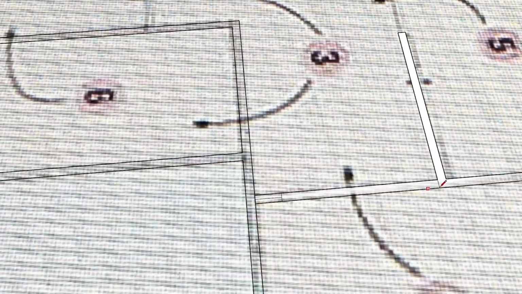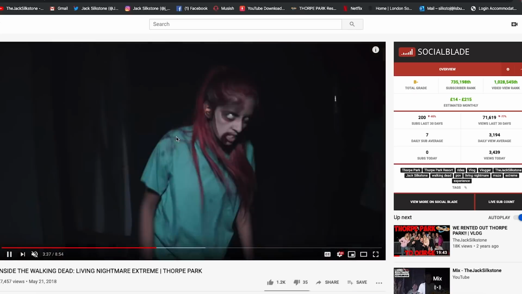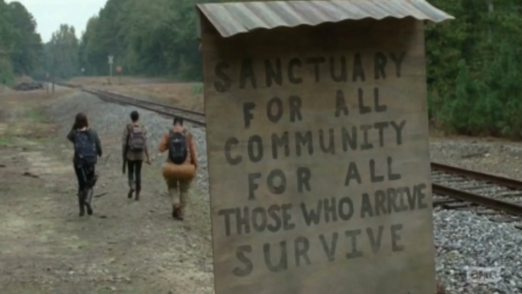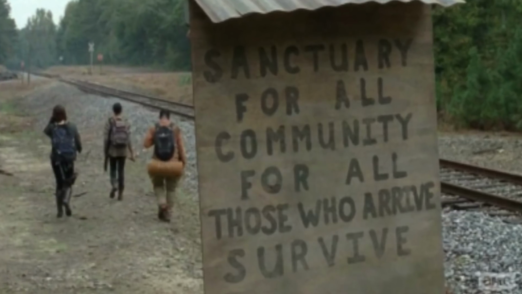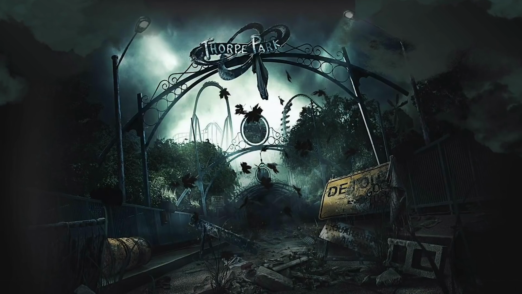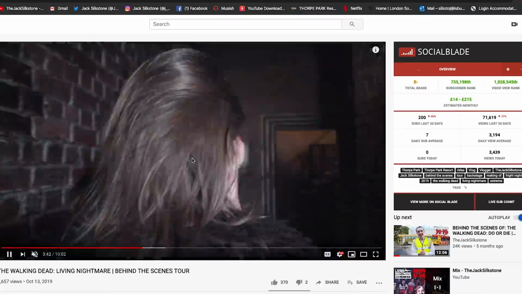Now, by analysing this teaser, people noticed a few similarities between this poster and the Walking Dead TV show. For example, on one of the signs in the teaser image, you could just about make out the words, "God forgive us." Now this was a quote that had also been seen in the Walking Dead TV show. Another small hidden detail in this teaser image is this sign in the background, which if you look at a high quality version of this image, you can make out that it reads, "Sanctuary for all, community for all, those who arrive survive," which was also a sign seen in the Walking Dead TV show. So just based off of this teaser image, people were already pretty sure that The Walking Dead would be coming to Fright Nights in 2017.